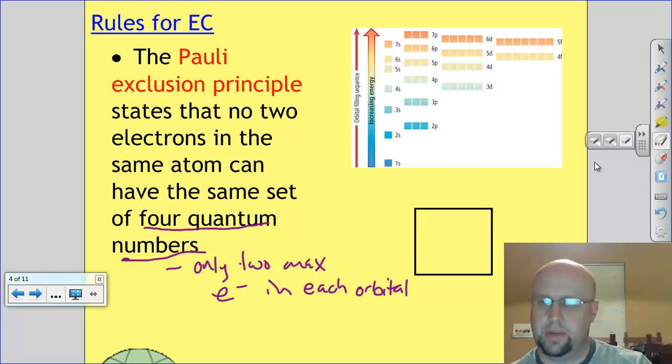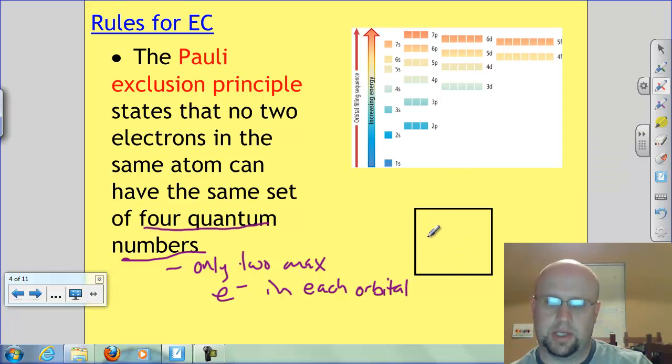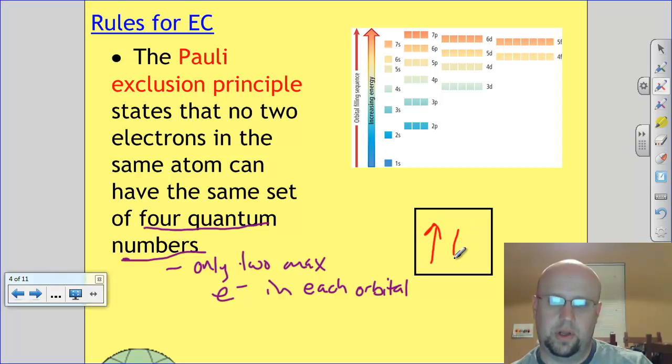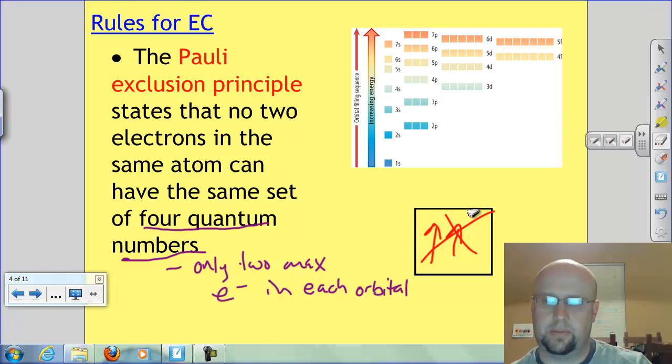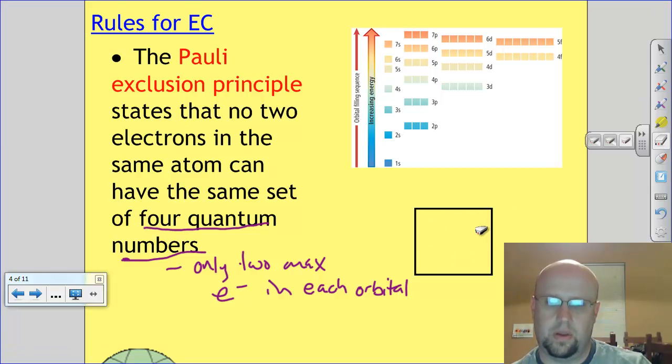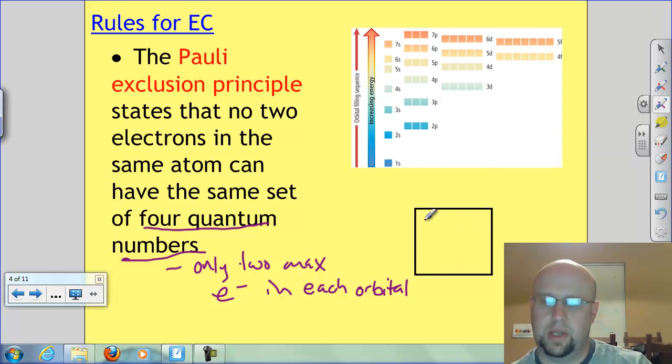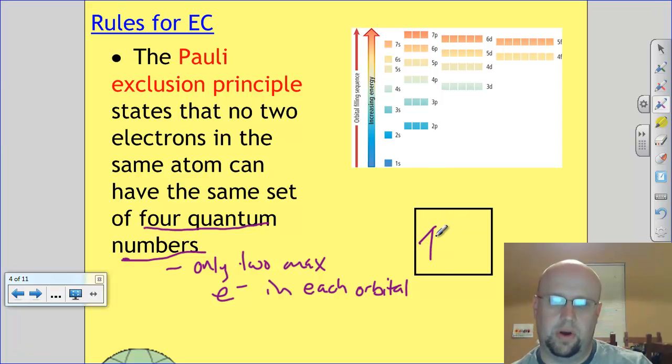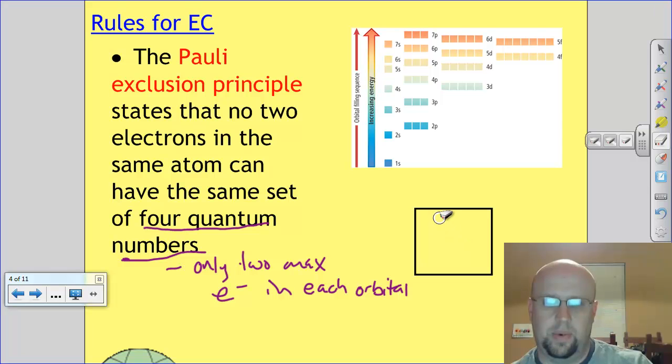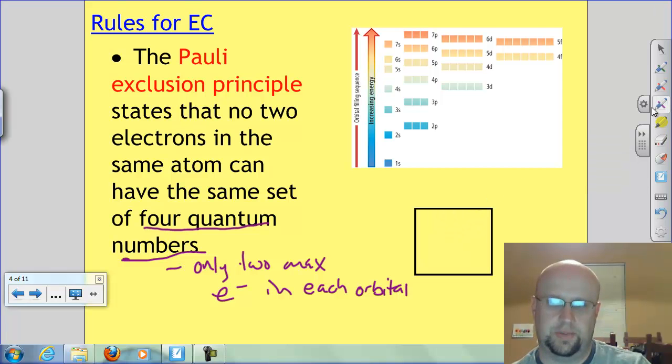Okay, let me erase that real quick. I can't come in here to the box and put 2 electrons and they're both going up. Okay, that doesn't work. And I also can't come in here and put, say, 1, 2, 3 electrons in there. That doesn't work either. You can only fit 2 electrons in, and they both have to be facing in opposite directions. Okay, that's the Pauli exclusion principle. Alright, so far so good.